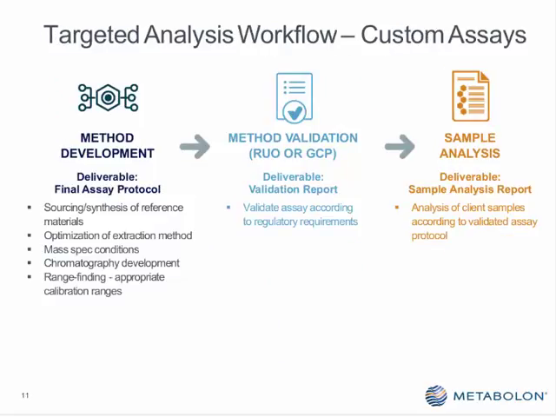In method development, we are going to source those reference materials or synthesize as needed, optimize our extraction method, optimize our mass spec conditions, develop the chromatography, and also run range-finding samples to determine what the appropriate calibration ranges are, to make sure that our samples fall within that range or can be diluted within it as needed.